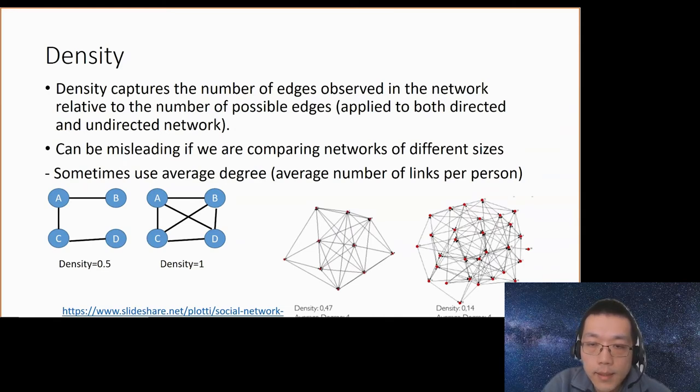And this is because as the number of nodes in your network increases, the number of possible ties in your network actually increases quadratically. So it's very misleading to compare networks of different sizes by their densities. In those cases, we usually just compare their average degree, the average number of links per person.